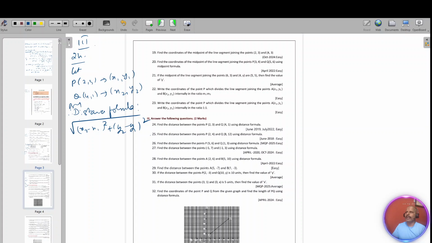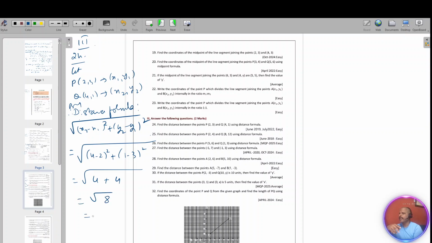Substitute the values. We assumed x1, y1 and x2, y2 are P and Q. So square root of 4 minus 2 whole square plus 1 minus 3 whole square. 4 minus 2 is 2, 2 square is 4. 1 minus 3 is minus 2, whole square is 4. Square root of 8, that is 4 into 2, that is 2 root 2 units. They want the distance PQ, so when you substitute the values, it becomes PQ.